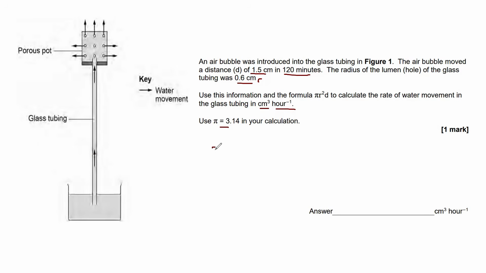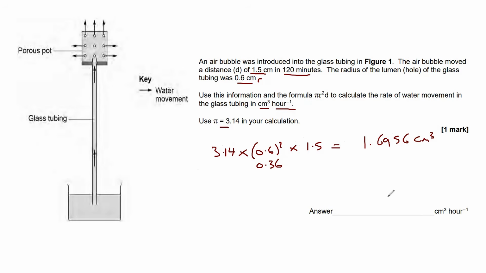So we're going to do 3.14. You're going to times that by the radius, which is 0.6. We want to square that and then times that by the distance, which it told us already was d. Beautiful. So what's that? That's basically 0.36. Is that 0.36 or 0.03? It's 0.36. And if I times that all together, we're going to get like 1.6956, something like that, centimeter cubed.